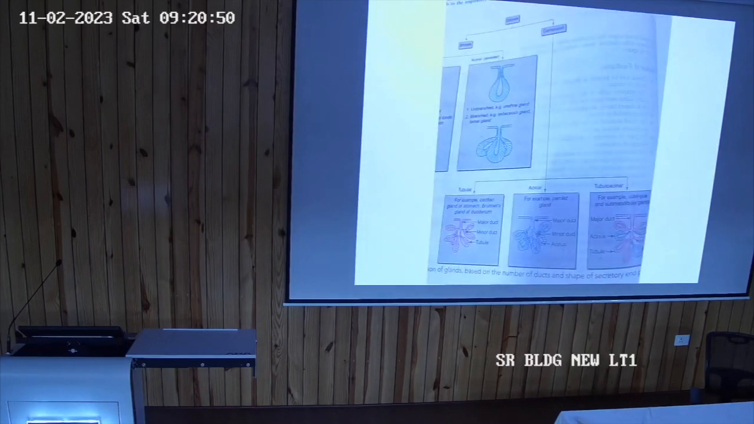Then we classify the glands on the basis of type of secretion. The glands which secrete serous secretion. Serous secretions are watery secretions, thin watery secretions. The best example of a thin watery secretion gland, or serous gland, is the parotid gland. Parotid gland is purely a serous gland.